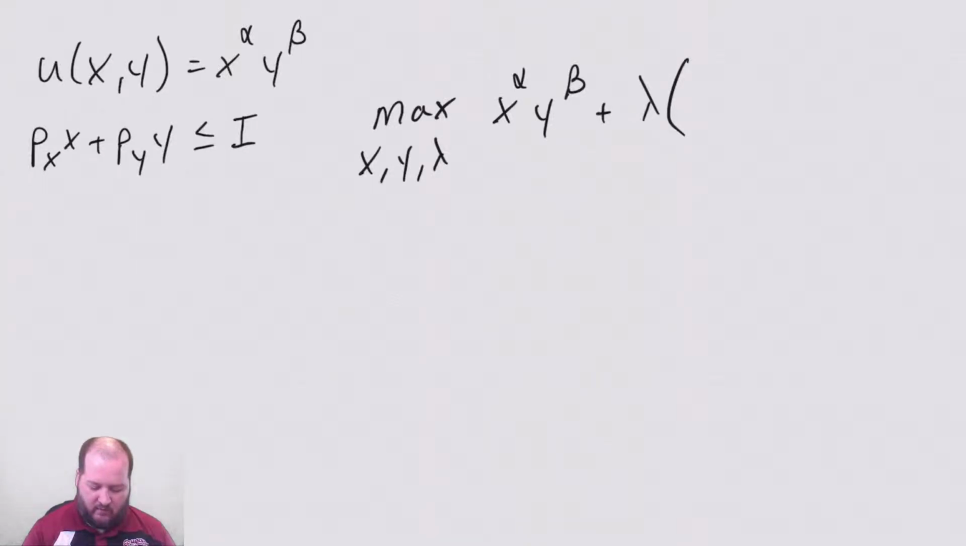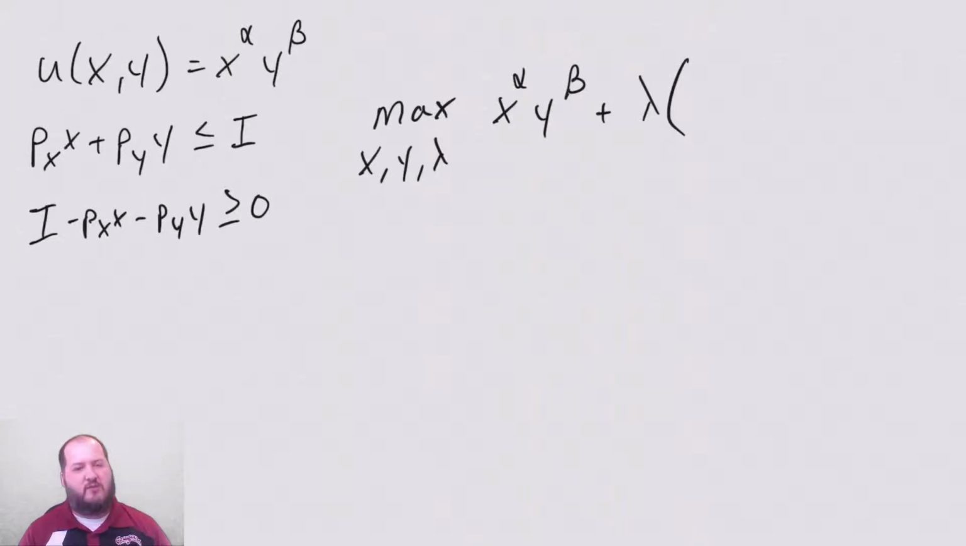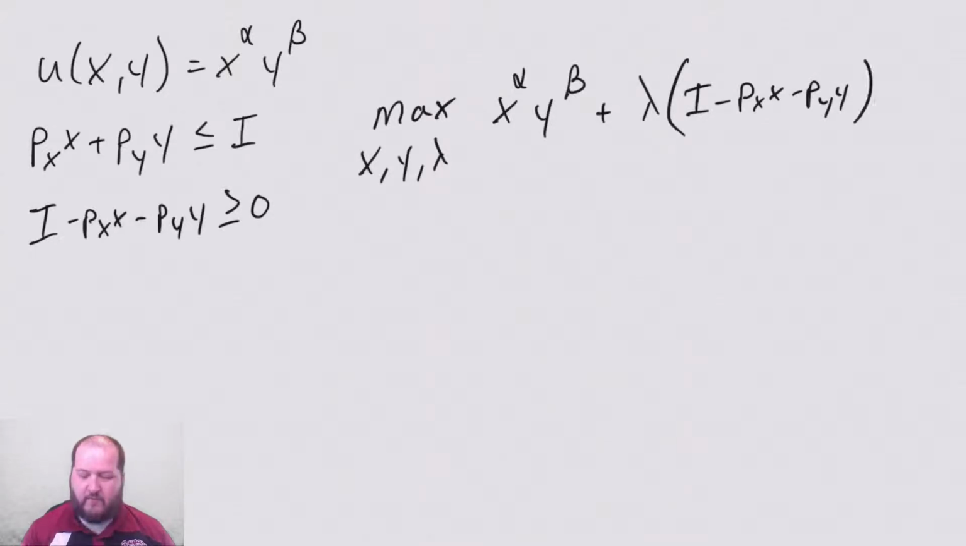So down here I can rearrange this. I get I minus PXX minus PYY is greater than or equal to 0. I just subtract PXX and PYY from both sides. And then I can just put that in right here. I minus PXX minus PYY. And there we go. There's my Lagrangian right here. And we are ready to calculate first order conditions. So we have three choice variables in this situation, which means we're going to need three first order conditions. One first order condition of our Lagrangian for each of these choice variables. So let's start working on them.